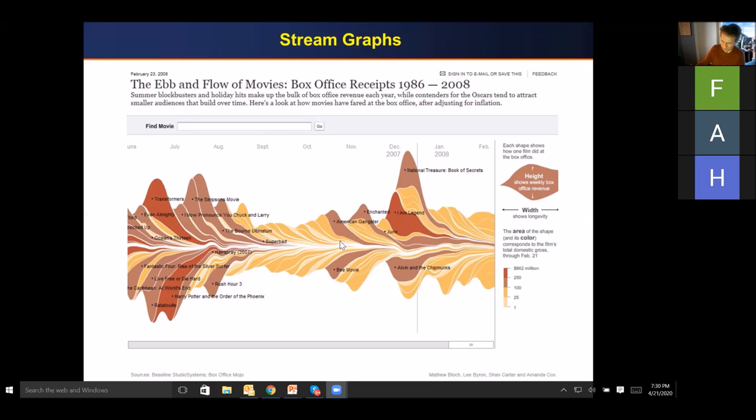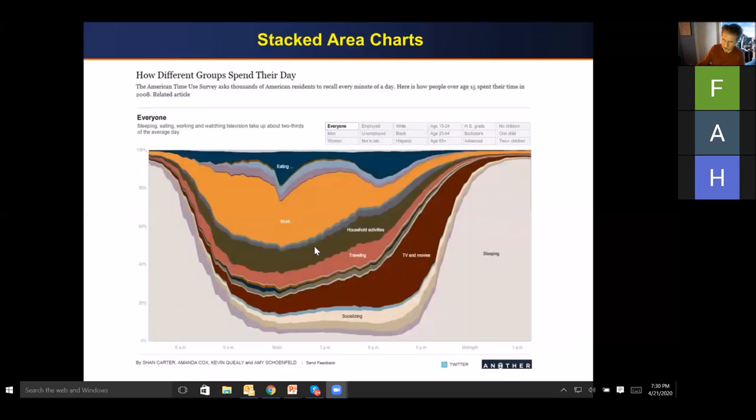So basically the height is mapped to the box office income over time. All you do is measure the income here, and so this is basically overlapped. This stream graph was not overlapped, here it's overlapped, okay? So another one is this stacked area chart, which is a little bit like a stream graph.